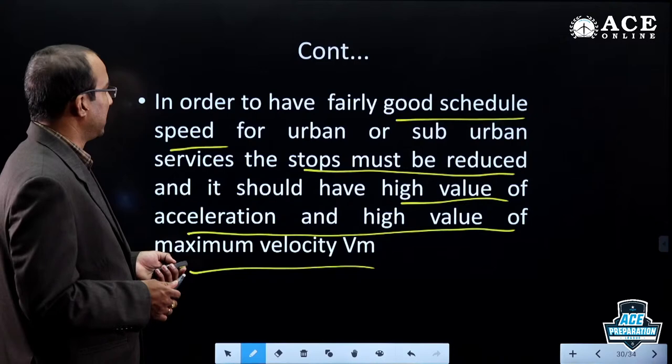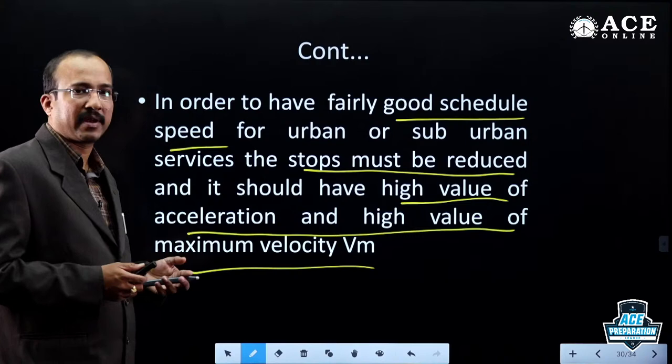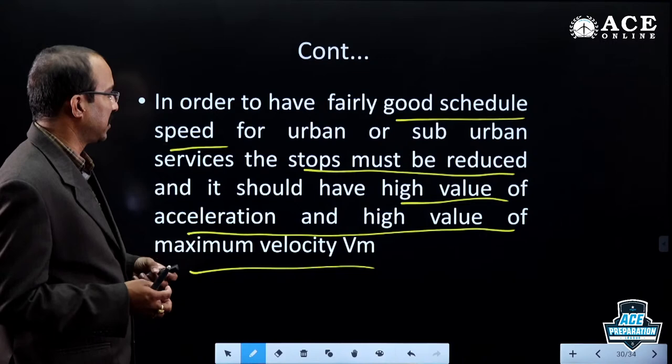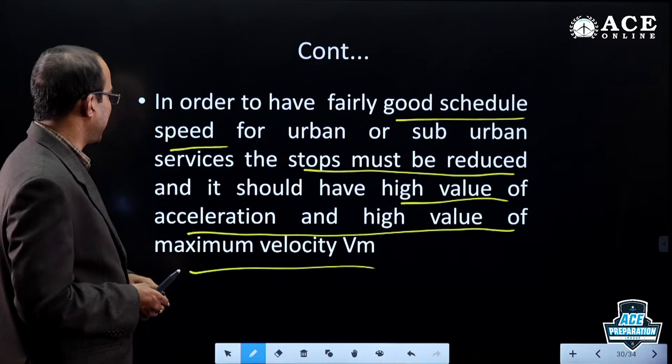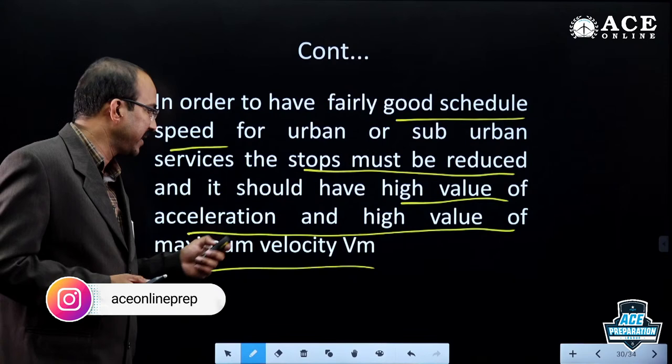So, how do you get good scheduled speed? How can you get good scheduled speed? The distance between the stops, the number of stops, the stops must be reduced. Number of stops must be reduced. And you should have high value of acceleration and maximum velocity.